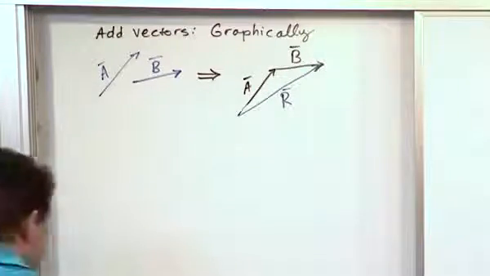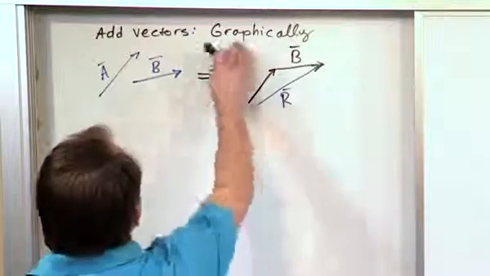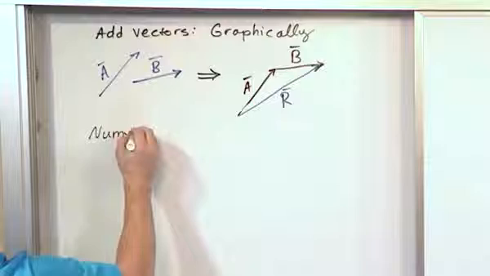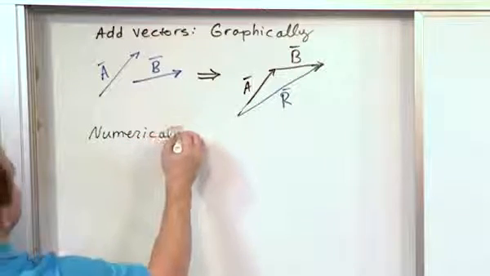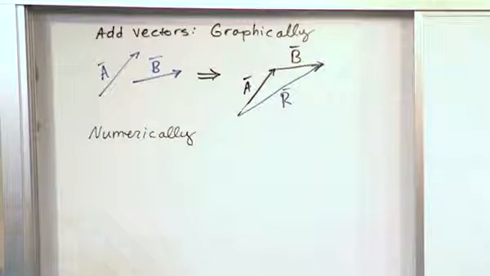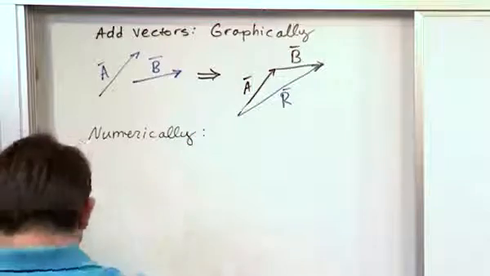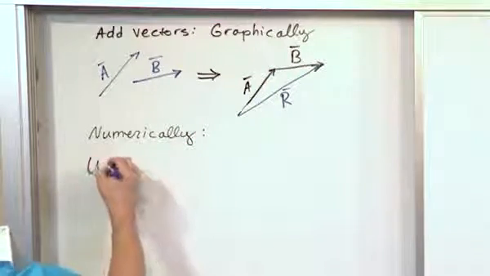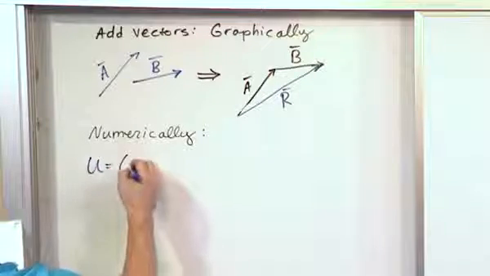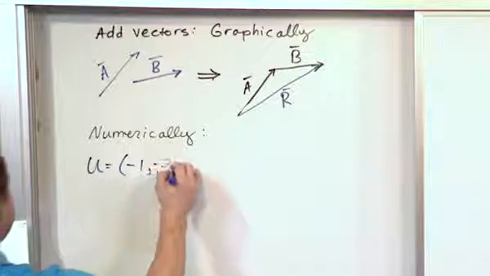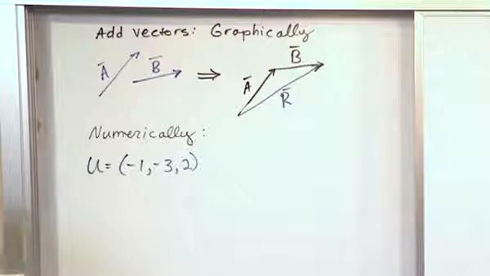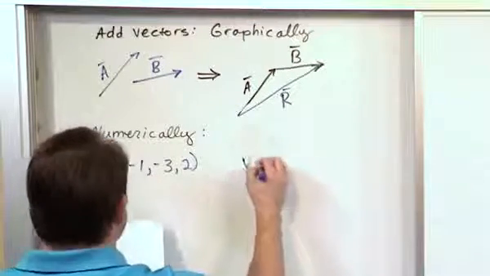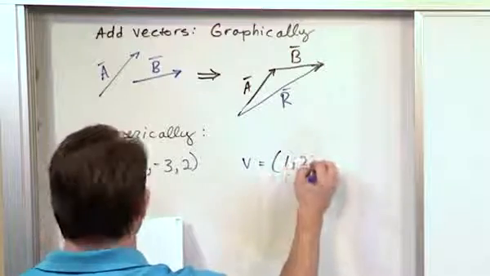So we can also add vectors. We did it graphically here. We can do it numerically. All right? So to give an example of that, let me switch back to my blue. And if I have a vector, I'll represent it here as these numbers, -1, -3, and 2 in this parentheses here, right? That's vector u. Let's say I have another vector v, which is 1, 2, and 1.